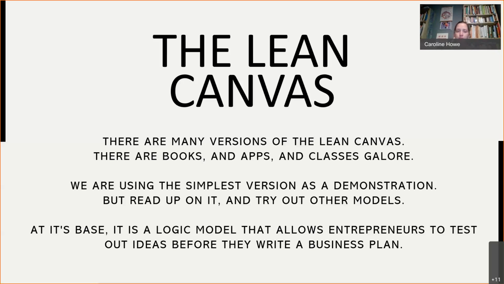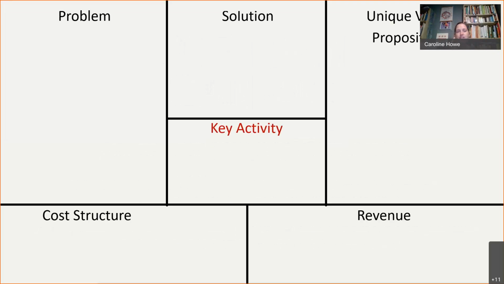It's a logic model that allows entrepreneurs to test out ideas before they write a larger business plan. And it asks you again, what's the problem that you're solving, the problem for your customer, for your community, or for your planet? The solution. What is the solution that allows you to solve that problem? What's the key activity? How do you get there towards that solution? That will be the operations of your business. Unique value proposition. What makes your business unique in the marketplace? And then, very important, we'll get to more in a moment, the cost structure and the revenue. What are your expenses going to be, and what is your revenue? Where are all of the ways that your revenue is going to come from?